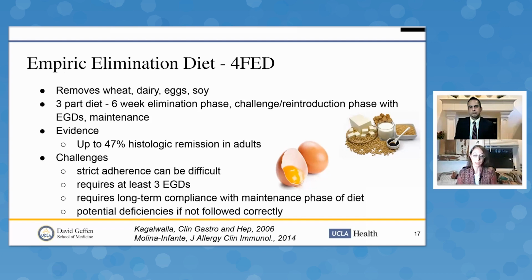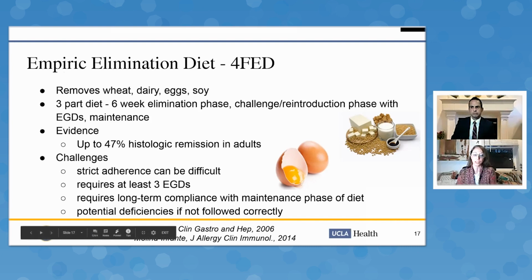So in 2014, there was a great adult trial that was done where they had patients just remove these 4 foods for 6 weeks and then go through a challenge reintroduction phase. And what they found was with that first one, they got 54% remission. And when we've looked at subsequent studies that were done, the pooled evidence is about 47% histological remission in adults. So we do lose some percentage, but we're also saving patients more endoscopies.